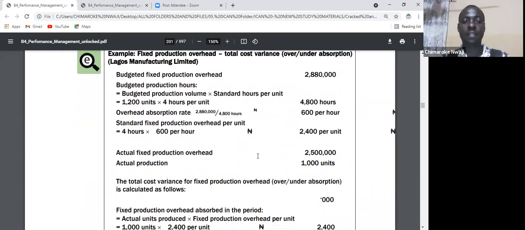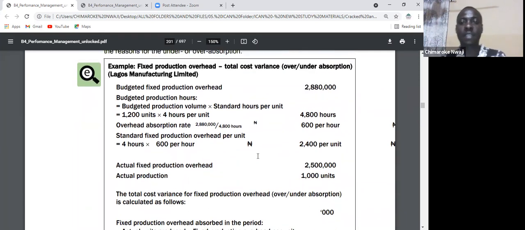Let's go back to our Lagos Manufacturing Limited that we have been doing. Let's demonstrate this total cost variance. We have budgeted fixed production overhead of 2,880,000 naira. That's the overhead budgeted. Then we have the budgeted production hours. The budgeted production volume is 1,200 units, which is what we budgeted to produce, and the labor hours is 4 hours per unit. That's the standard labor hours.